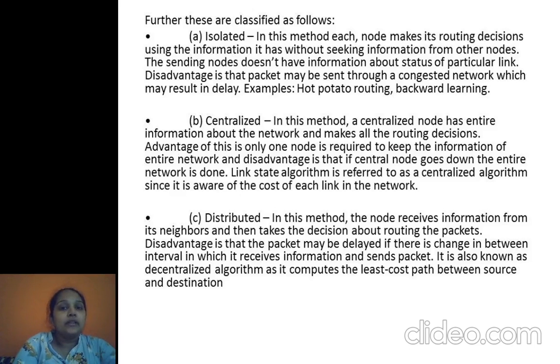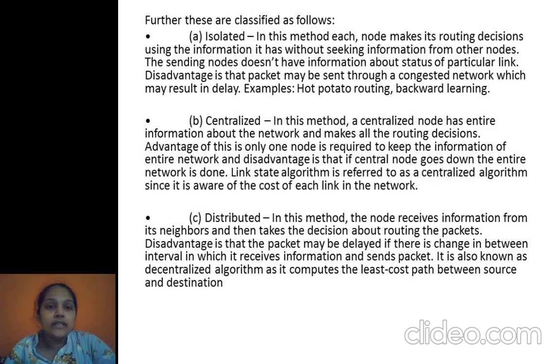Next is distributed. In the distributed method, the node receives the information from its neighbors and then takes the decision about routing packets. So in the distributed method, a node takes the information from the neighbors and then decides to find the route.